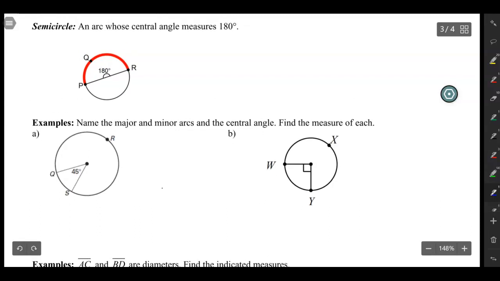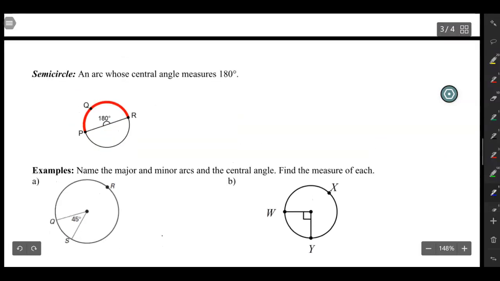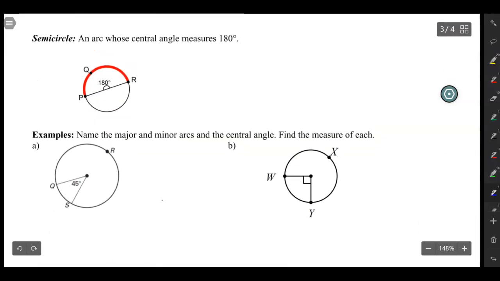So let's go ahead in this next example. We are going to name some major and minor arcs and the central angle and find the measure of each. So in these examples, I am only going to name the arcs and the angles in one way, but just know that you can do the rearranging that we talked about up here if you go in a slightly different order. So let's start with the central angle. So remember, angles always have this angle symbol in front. And you know what? We forgot to label the center of the circle again. So let's name it C for center. So angle QCS is going to equal 45 degrees.